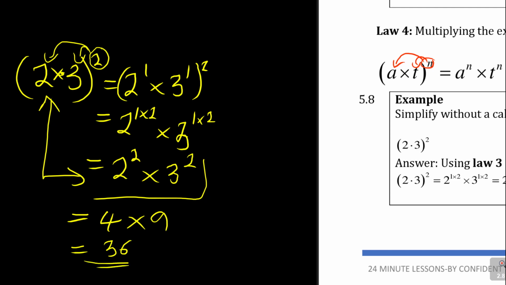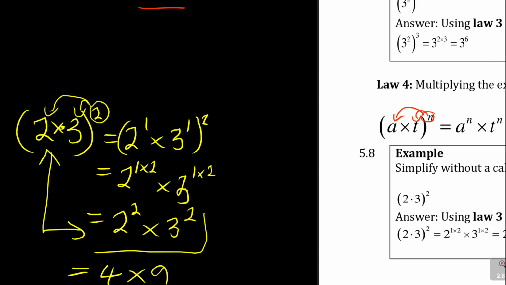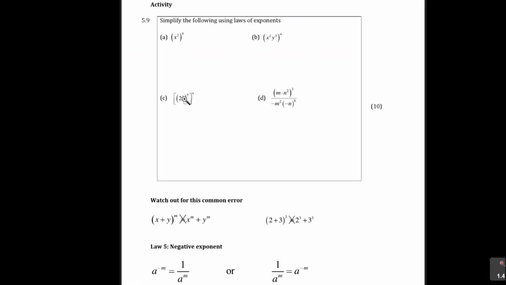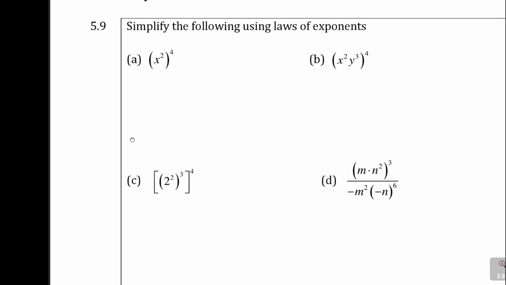Or, it's also fine to do this. It's also fine. 2 times 3 here. 2 times 3 is 6 squared. What is 6 squared? It's 36. Inside, 2 times 3 is 36. Alright, so that is that part. Let's look now at a few examples with that law.